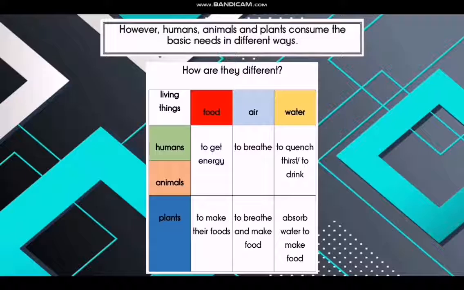So these are the basic needs of living things: food, air, and water. Let's take a look at the food first. Humans and animals need food to get energy. Plants need food to make their foods. For air, humans and animals need air to breathe. Plants need air to breathe and make food. For water, humans and animals need water to quench thirst or to drink. Meanwhile, plants absorb water to make food.